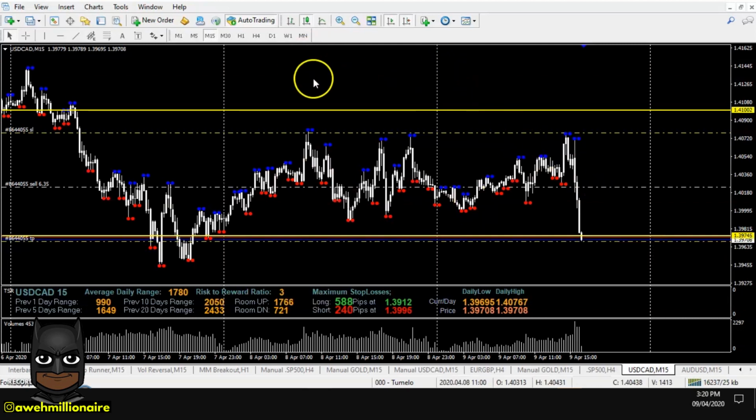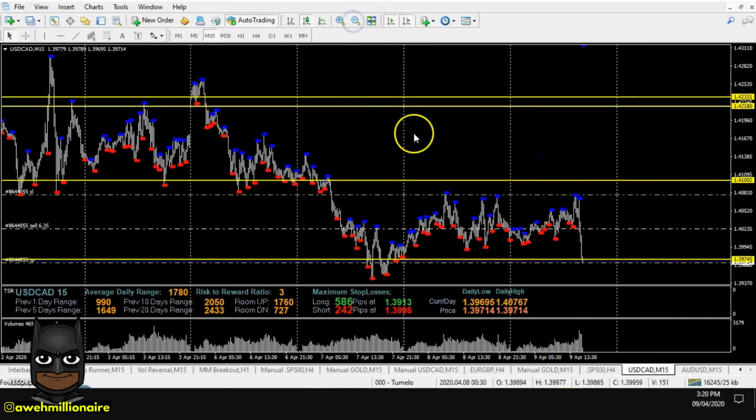Now we have the demand level, and we have a demand level as well which was broken through. So if I quickly go through the analysis so you can see exactly what I'm talking about: on the 7th of April, price broke through the demand level.